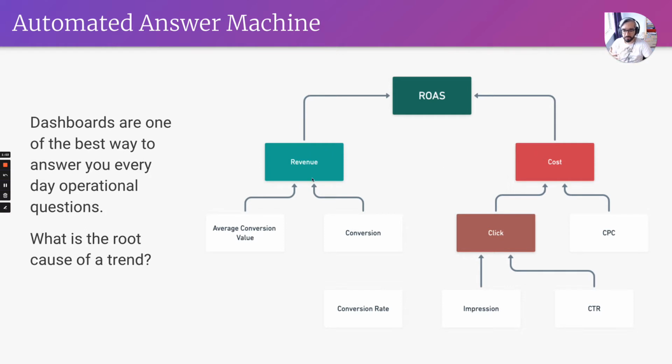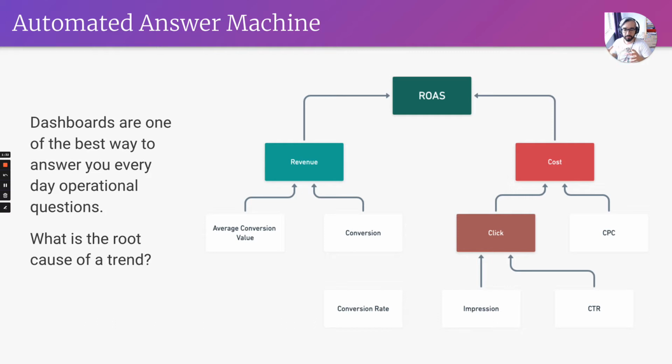So how can you increase the revenue? Maybe you can focus on the conversion and conversion rate, or you can focus on the average conversion value. Or if you want to reduce the cost, then you should get more clicks to increase the conversion rate, or maybe you should decrease the CPC, etc. So this is the story and very basic root cause of ROAS value.